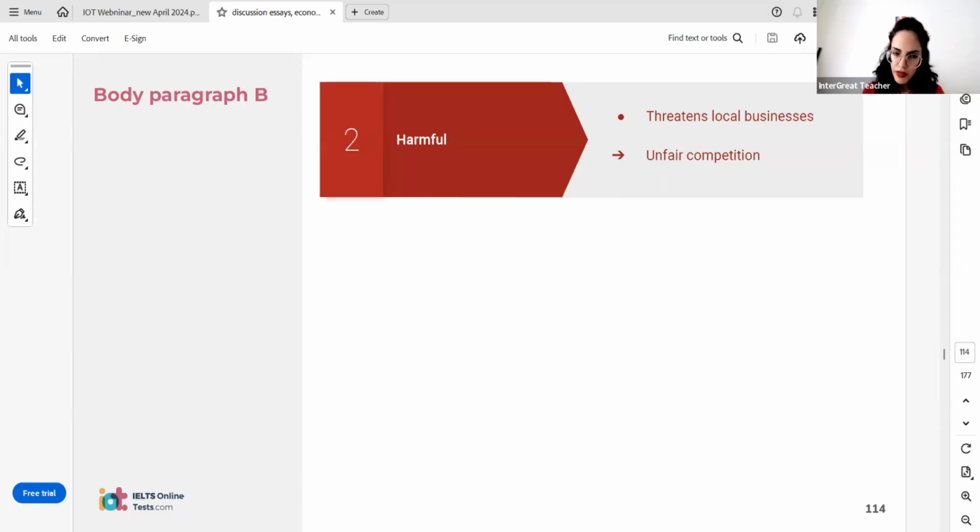My second body paragraph should focus on the harmful part, right? Because we have two sides. According to my plan, I'm going to talk about the fact that it threatens local businesses and the result would be unfair competition, okay? I don't know if you guys saw the word collocation I wrote in the chat, just in case I write it here. Okay, so let's start with the topic sentence.